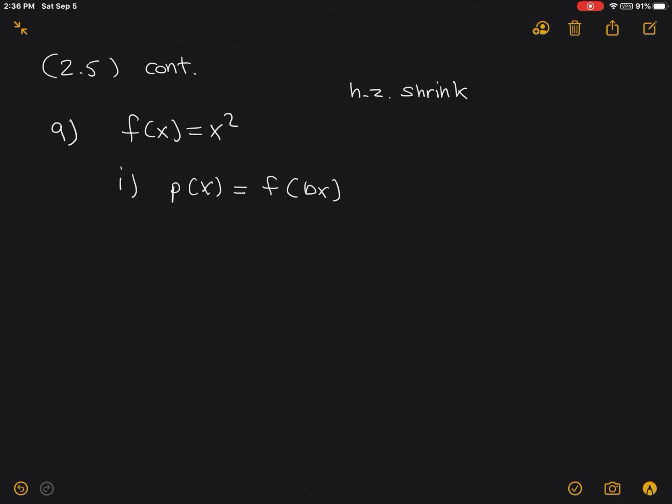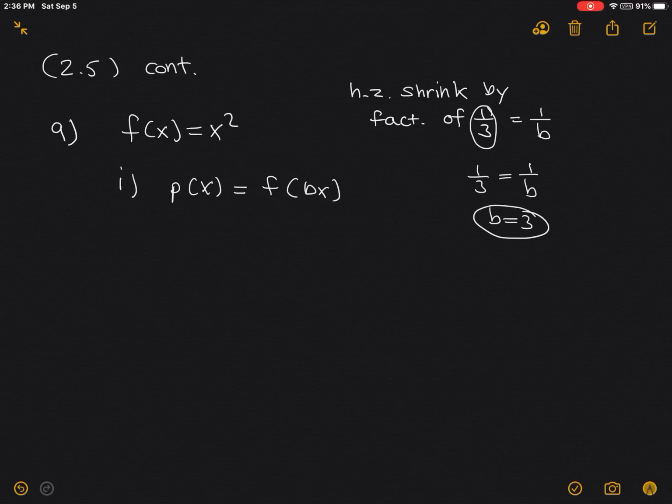So this one says horizontal shrink, the wording, I'm actually going to write this down, by factor of 1/3. So the question is, what's my B value? Is my B value 1/3 or is it 3? Remember when you say the actual words, it's a horizontal shrink, horizontal stretch. This number right here equals 1/B, okay? So if 1/3 is equal to 1/B and I cross multiply, B actually equals 3. So that's tricky, right? Oftentimes students think, oh, the B value is 1/3. It's actually 3, all right?